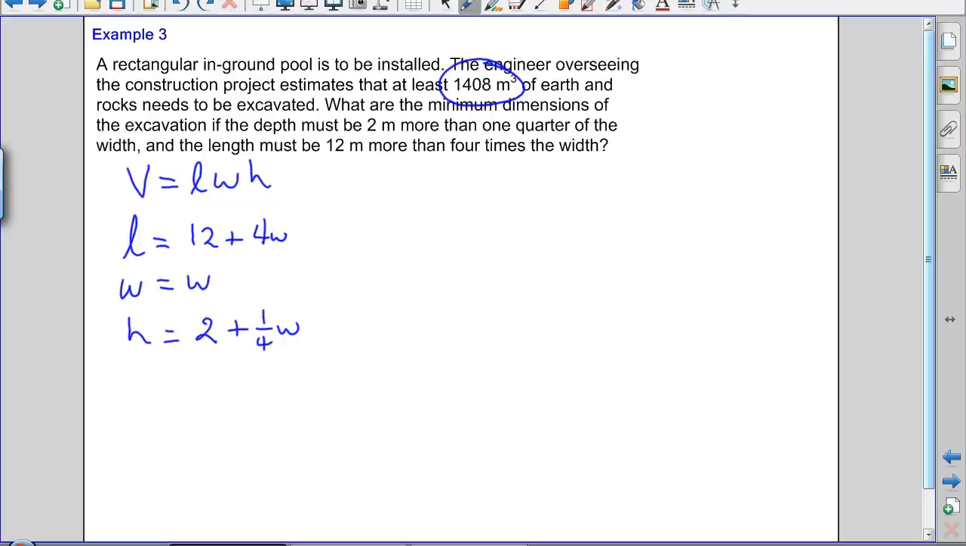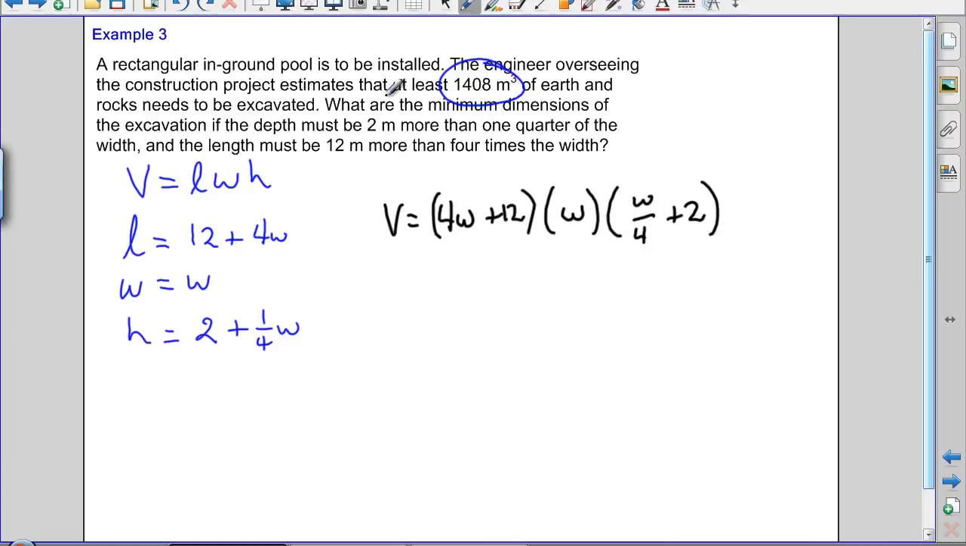We're now going to rewrite all of these in the algebraic approach by stating volume is equal to 4W plus 12 multiplied by W multiplied by the height, which is W over 4, which is 1/4 W, plus 2.